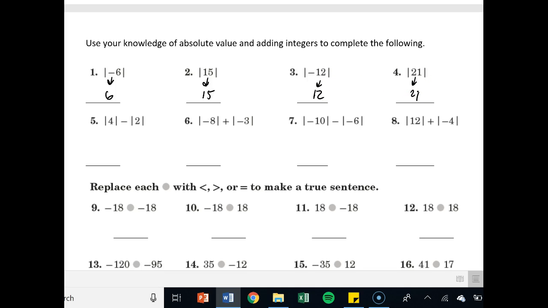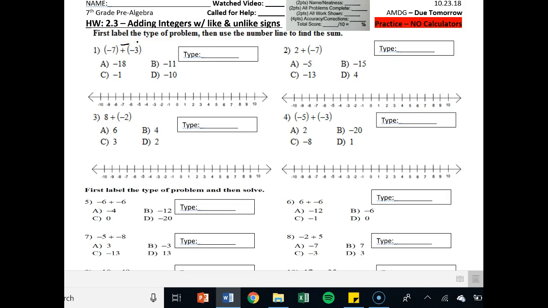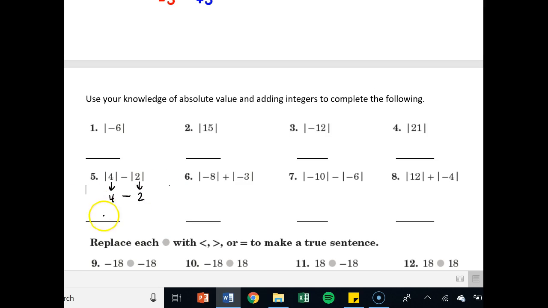Now, when we get down to these problems, you want to find the absolute value before you do the operator. So the absolute value of 4 is 4, minus the absolute value of 2, which is 2. So 4 minus 2 gives you 2 as your answer. Right? So again, don't think, oh, this is SSAK, -8 plus -3. No. Do the absolute value first. So the absolute value of -8 is 8, plus the absolute value of -3, which is 3. So 8 plus 3 is 11. All right? I'm going to leave you 7 and 8 to do.